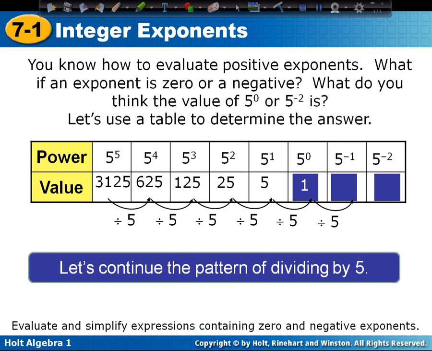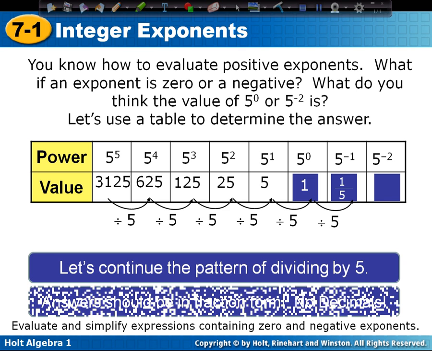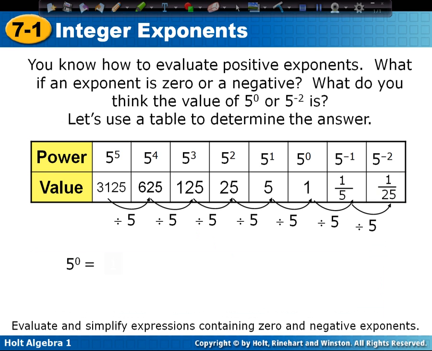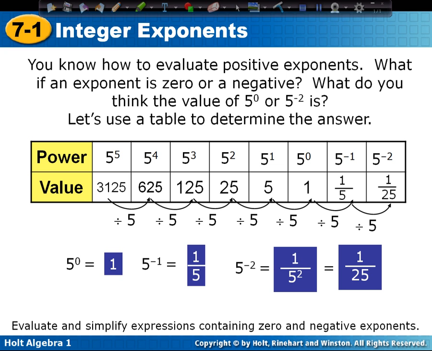If I take and divide 1 by 5, I get 1 over 5. And if I continue that again, 5 to the negative 2, so I say 1/5 divided by 5, and that's 1 over 25. Notice that 5 to the 2nd power is 25, and 5 to the negative 2 power is 1 over 25. 5 to the 1st power is 5, and 5 to the negative 1st power is 1 over 5. And it says answers should be in fraction form, no decimals. So again, 5 to the 0 is 1, 5 to the negative 1 is 1 over 5, and 5 to the negative 2 is 1 over 25, or 1 over 5 squared.